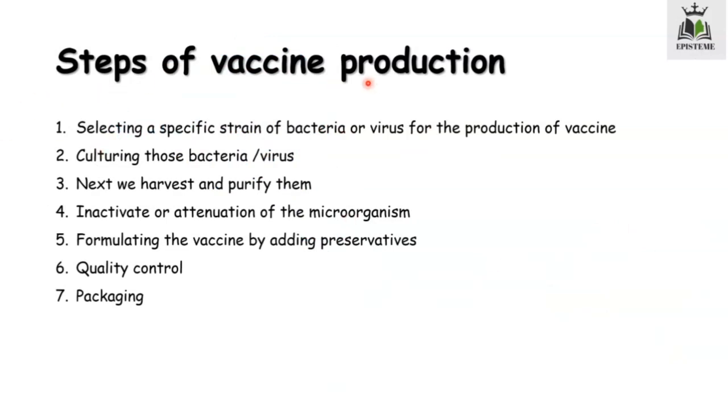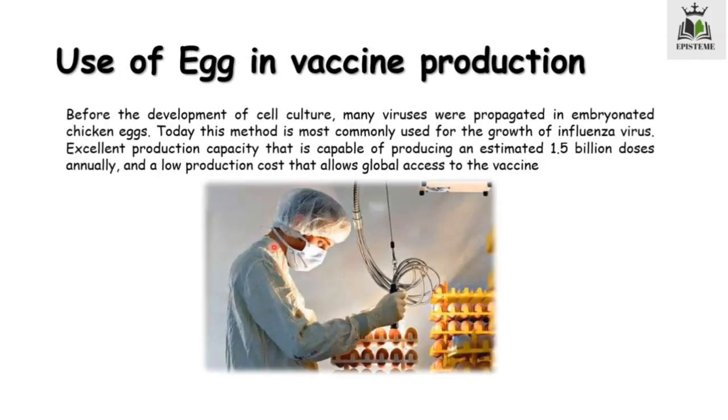Now here are some steps of vaccine production. These are given in a very simple way. We select the strain of the bacteria or virus that we need for the production of the vaccine. Then we culture them, harvest and purify them. Next we inactivate or attenuate the microorganism depending on the need, and then we formulate the vaccine by adding preservatives. And lastly, we have quality control and packaging. These steps are given in a very broad spectrum, just for the idea. And now we will discuss how we can use egg in vaccine production.